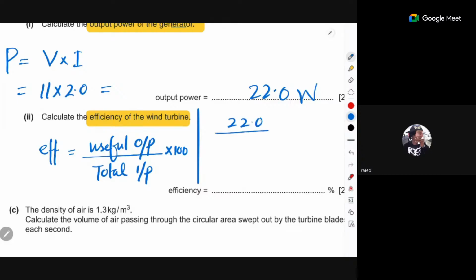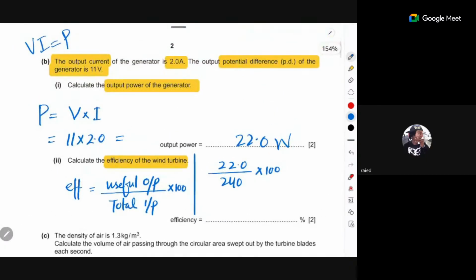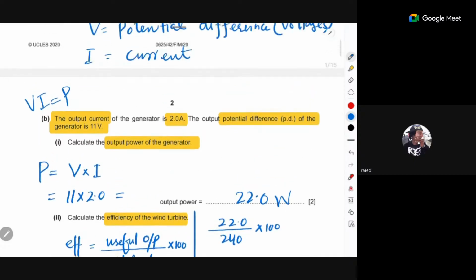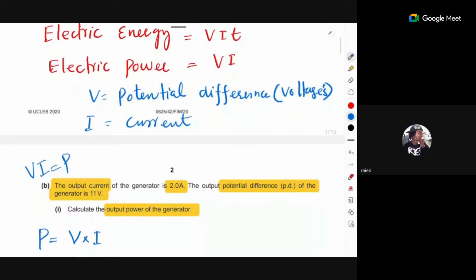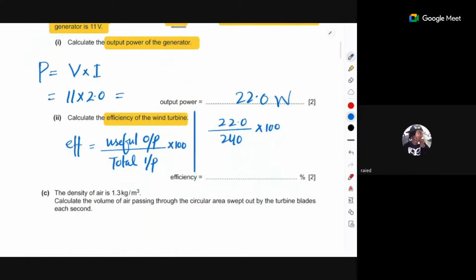22.0 watt. And what is the total input? 240 watt into 100, because that is all given to you in this question. This was the input energy, 240 watt, and this is the output energy. You will calculate these and you will get the answer. What is the answer? 9.17, which means 9.2%.